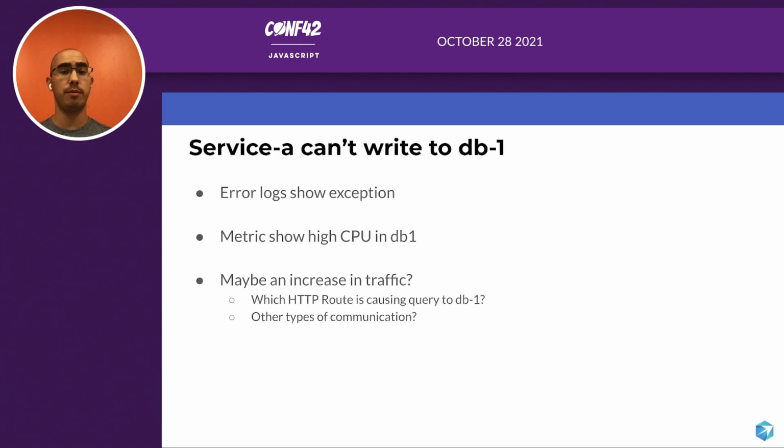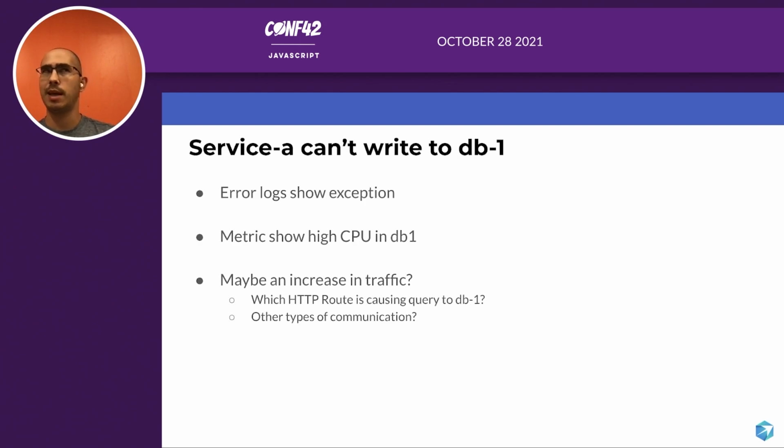Or you are more of a metrics person, and you would say, okay, let's see what's currently happening in DB1. Maybe there is high CPU. Maybe there is an IOPS issue. Maybe you have some metric telling you about it. And maybe it's just an increase in traffic. Maybe I just have way more requests to service A. And then I need to ask myself, what endpoints in service A are actually causing a query to DB1? And then I may ask myself, maybe it's not an HTTP call. Maybe it's a Kafka message that is being sent.